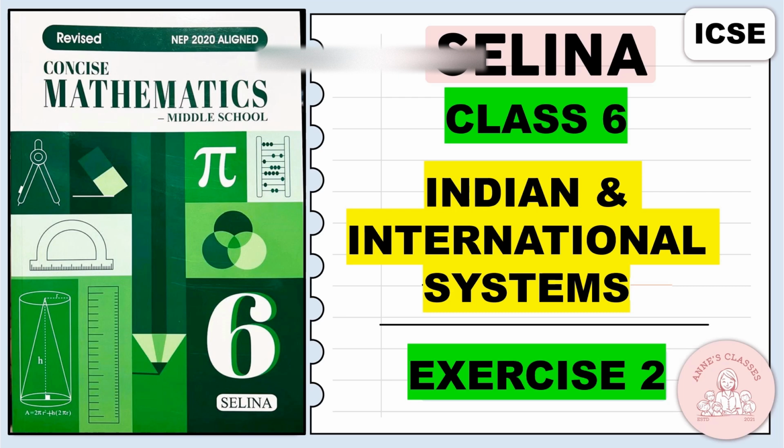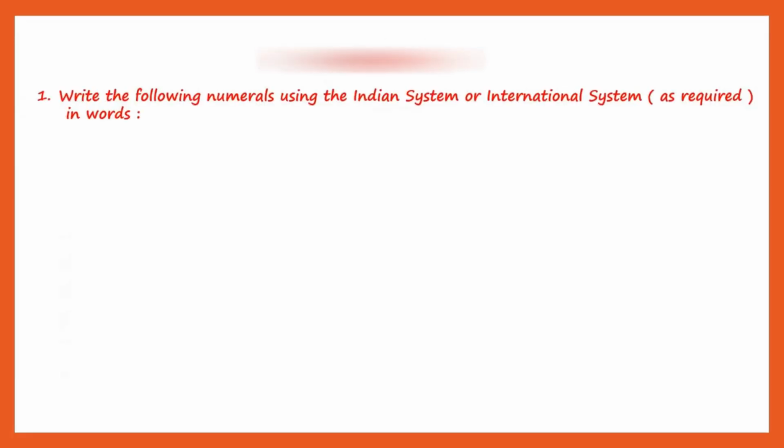Let's do Indian and International Systems, Chapter 2, Exercise 2. This is on page number 26. Question 1. Write the following numerals using the Indian system or the international system as required in words. So we're going to write in words using the Indian system or the international system as the question says.